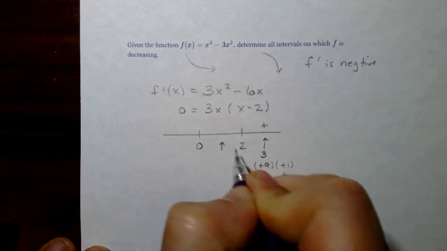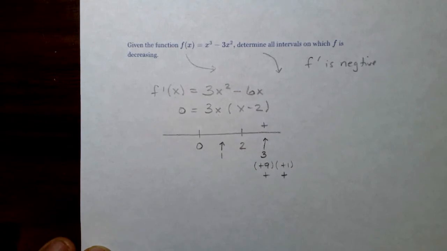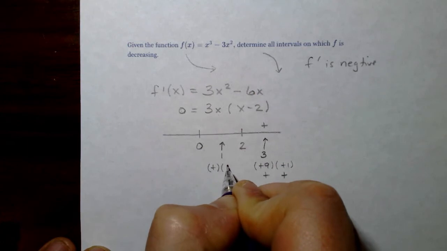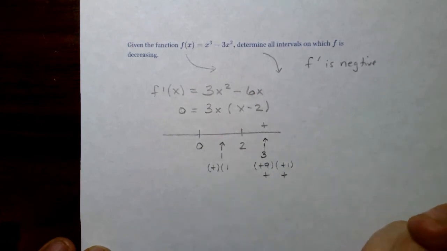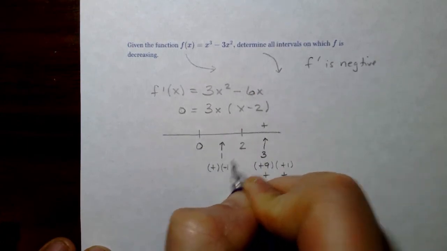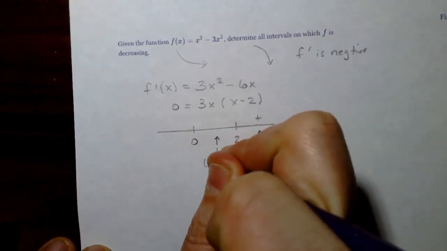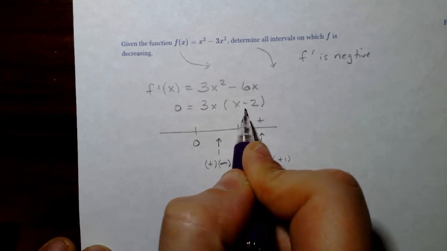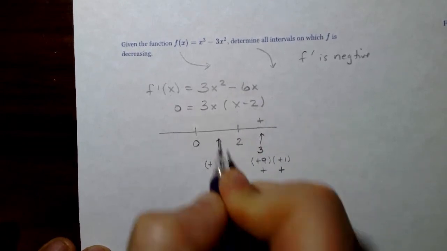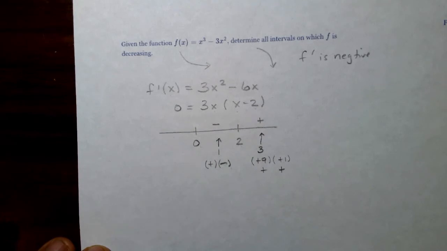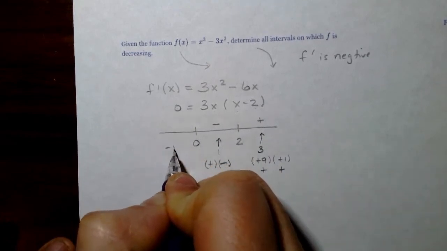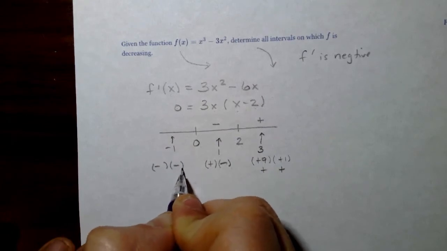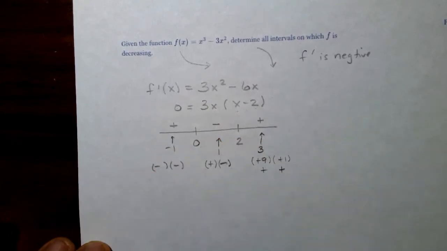So, for example, if I choose the number 1, which falls between 0 and 2, I'm going to get positive 3 times negative 1. How did I come up with the negative? Right here, 1 minus 2 is negative 1. So overall, my sign region is negative. Then lastly, I can move over here to negative 1, plug it in, I get a negative times a negative, which gives me a positive for this region.